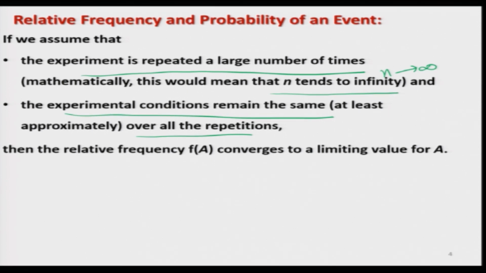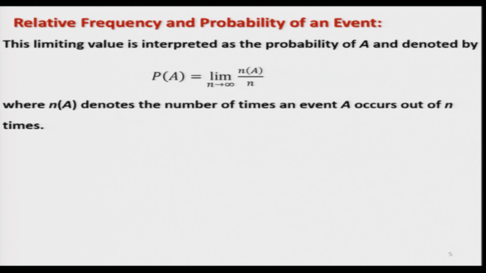In that case, we say that the relative frequency converges to a limiting value for A. So, if I take an event A, then the relative frequency of this event will be converging to a value, right. What does this actually mean? In case you repeat the experiment a large number of times, you will be computing the relative frequency each time, and as you increase the number of repetitions, the relative frequency will stabilize at some point. So, this limiting value is interpreted as the probability of A, and it is denoted by P(A).